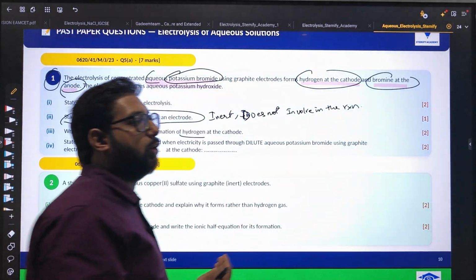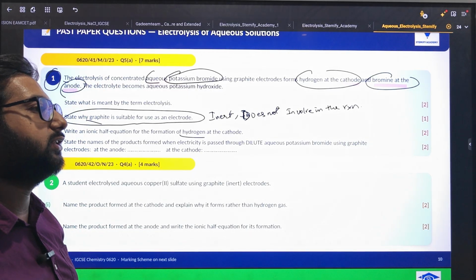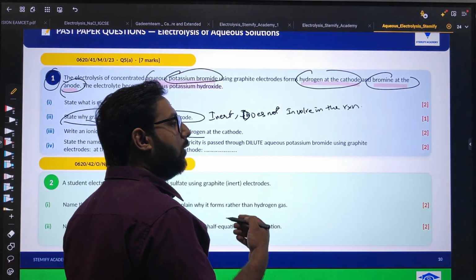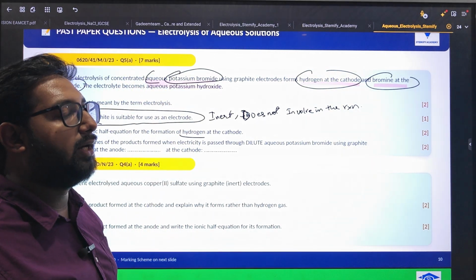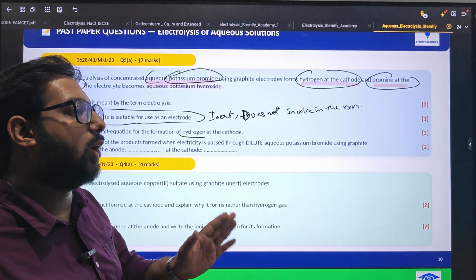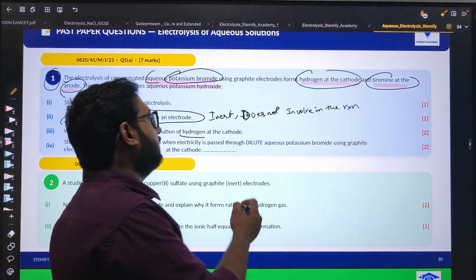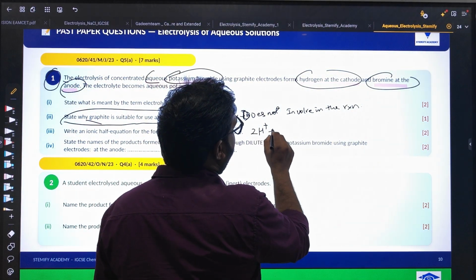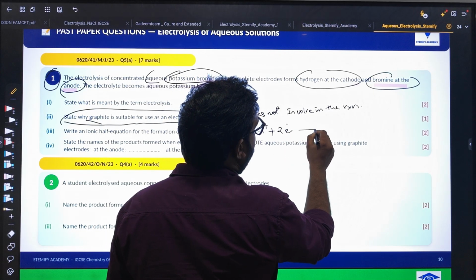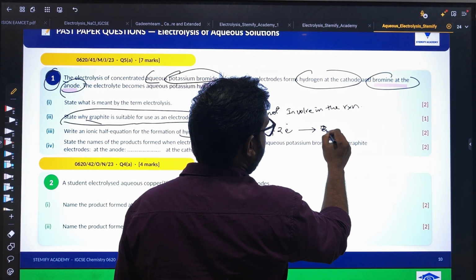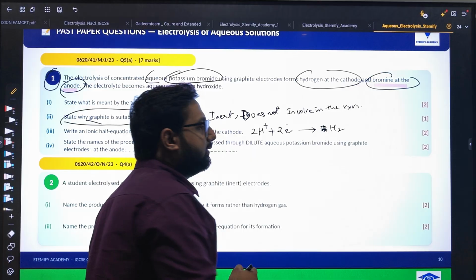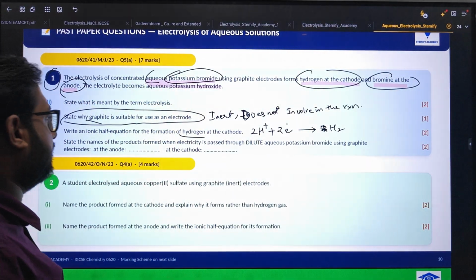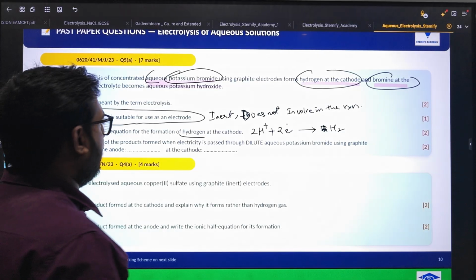Write down the half ionic equation for formation of hydrogen at cathode. So what happens at the cathode? Oxidation or reduction? It is reduction. So what happens in reduction? Electrons are gained, right? So 2H+ plus 2 electrons gives H2 gas. This is the half ionic equation for the formation of hydrogen at cathode.